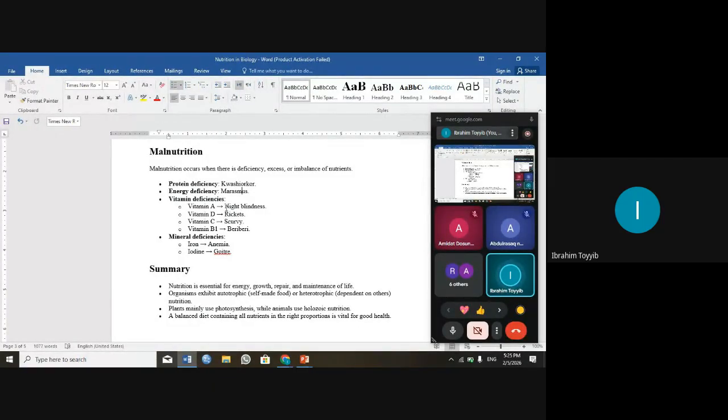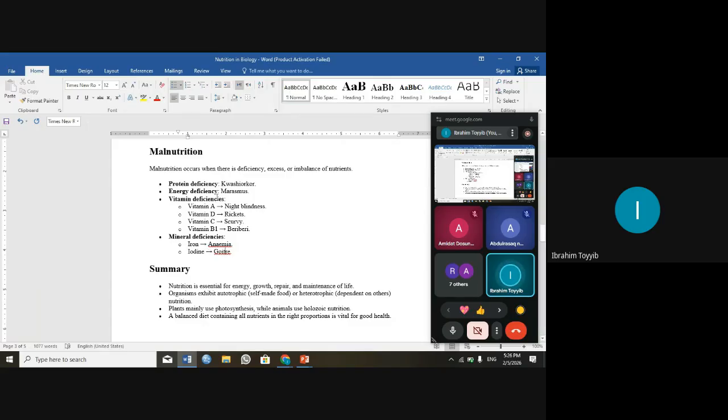So mineral deficiency. If you are lacking iron, you are going to suffer from what? Anemia. It can also be spelled like this: anaemia. So British and American spelling. So lack of iodine will cause goiter.